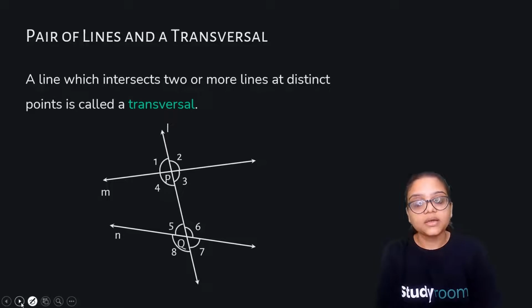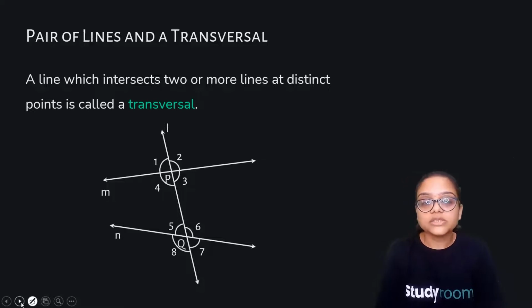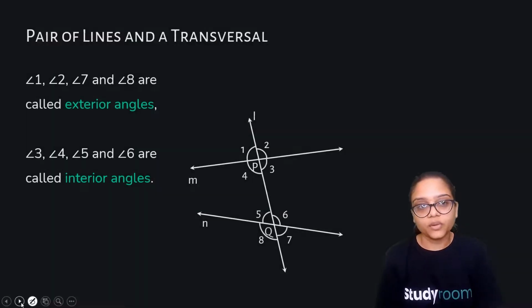A line which intersects two lines at distinct points is called a transversal. The lines need not be parallel, just a pair of lines being intersected is known as a transversal. Okay, so there are some properties of a transversal.